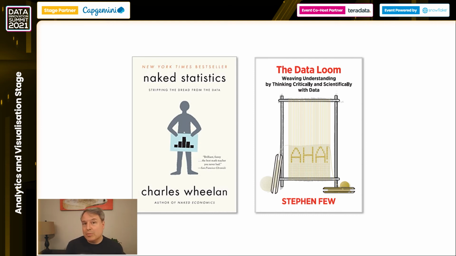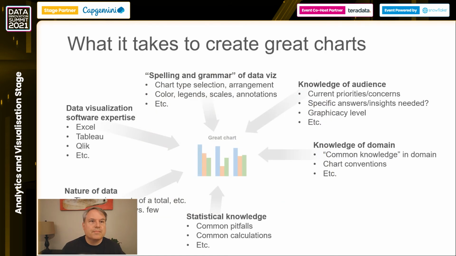And so two great books that I can recommend if you're looking to improve your statistical knowledge: Naked Statistics by Charles Wheelan and The Data Loom by my colleague, Stephen Few. Both great books and easy reads. They're not dense statistical manuals.